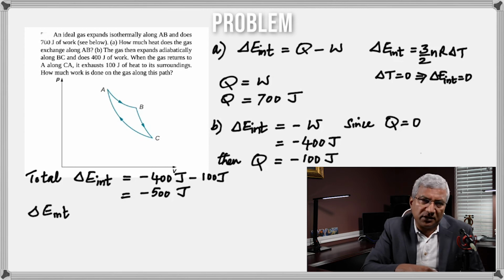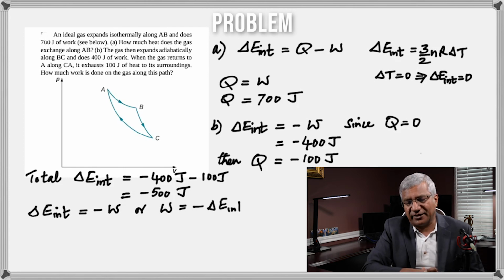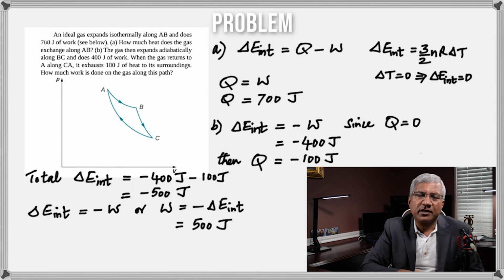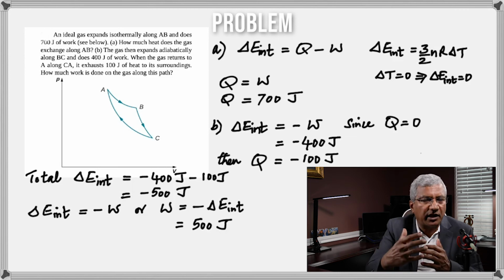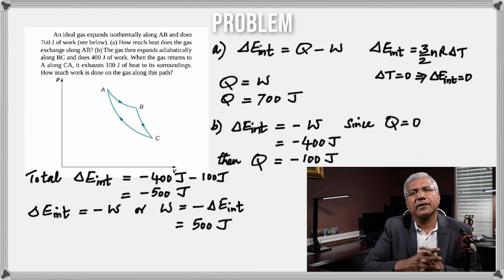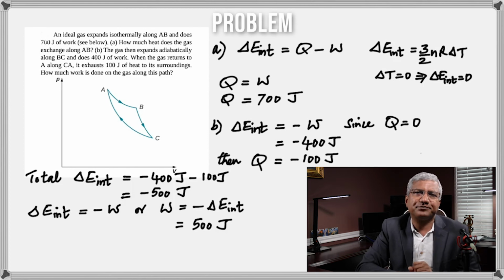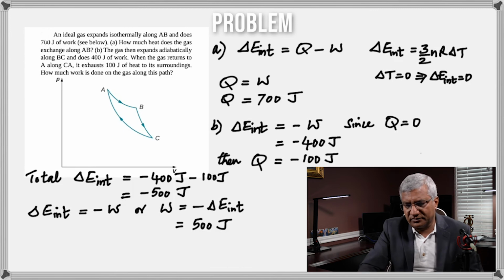And then we have to find the work done. But the change in internal energy is equal to the negative of the work done. So the work done is 500 joules. I hope that's clear enough. So we need to really know what type of process we are talking about and apply the first law of thermodynamics specifically to that process. If it is an isothermal process, there is no change in internal energy. If it's an adiabatic process, there is no heat exchange. So that's what we have to remember.